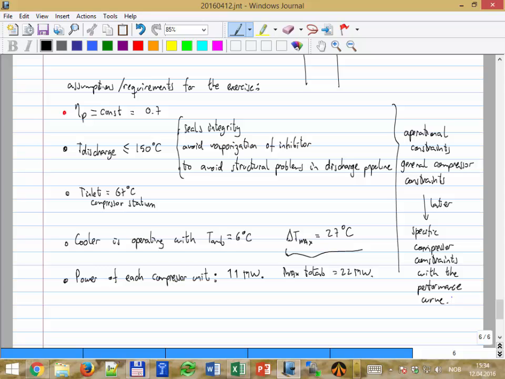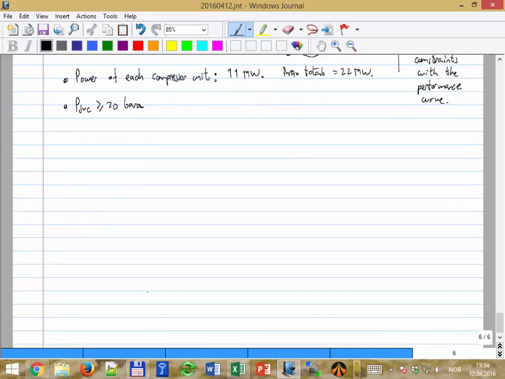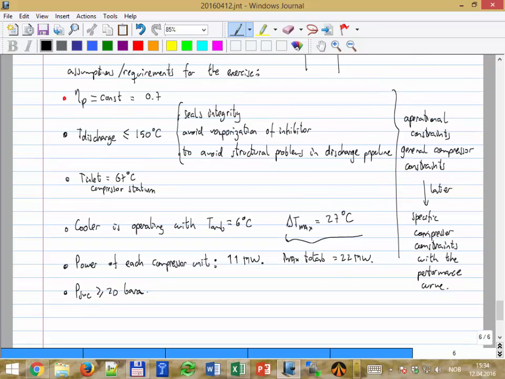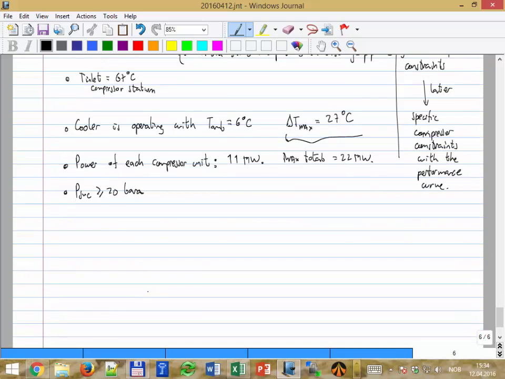And I feel like something is missing, but let's just start. Oh, the suction pressure. Okay, the suction pressure has to be greater than or equal to 20 bar, just because the manufacturers say that for the compressor to operate with no problems, you have to have a minimum pressure of 20 bar due to sealing and many different issues. Yep. So we can start.